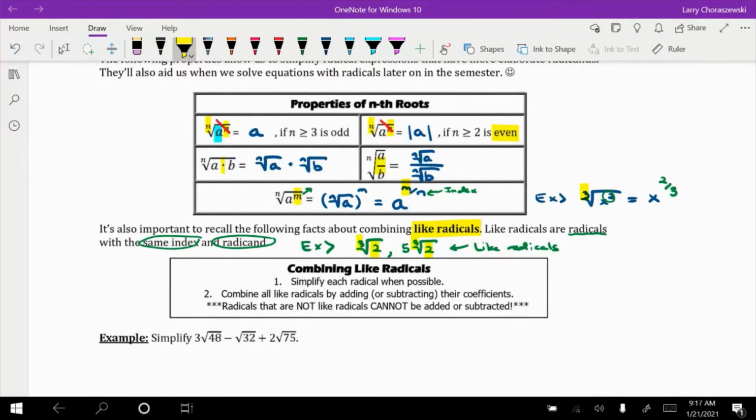Really doesn't matter what's in front of the radical, okay? Even though we have a 5 in front of the cube root of 2, that doesn't take away from the fact that these are like radicals, okay?